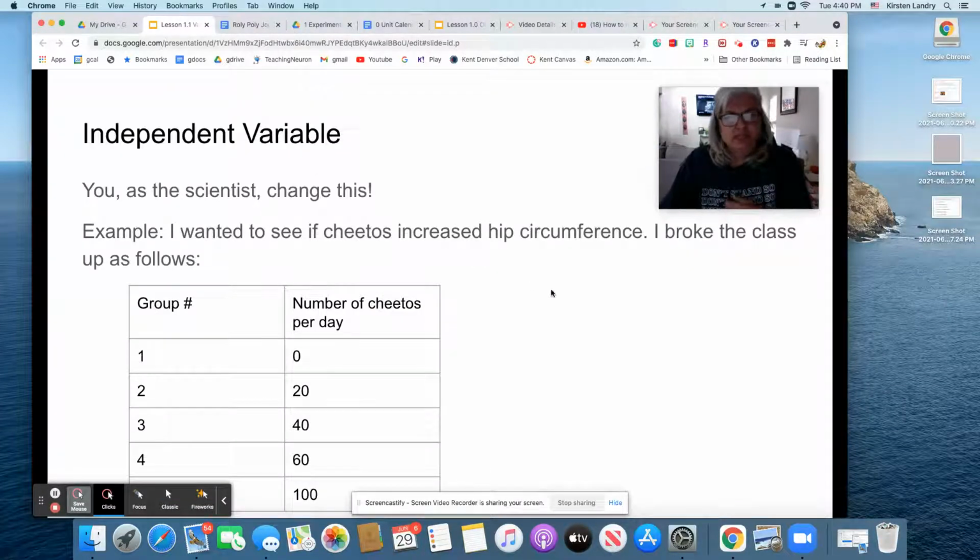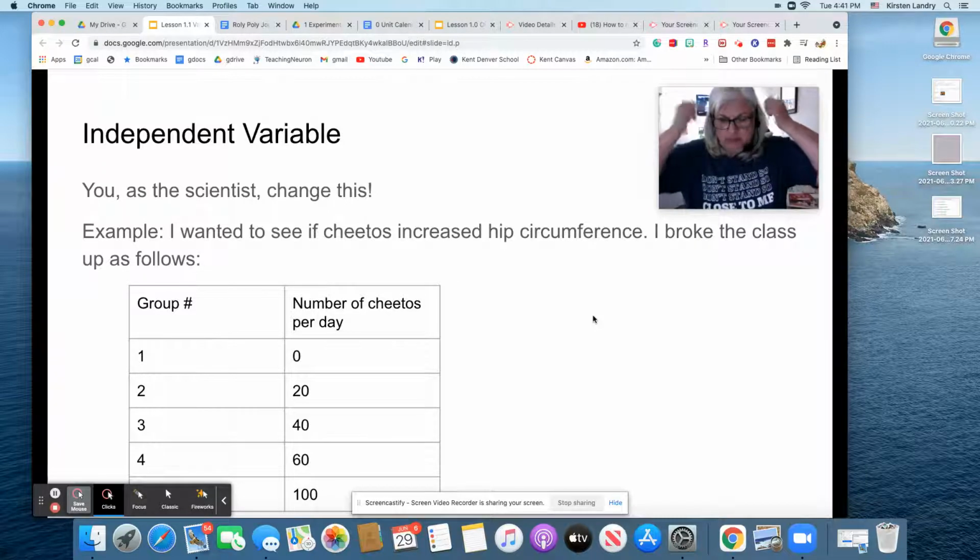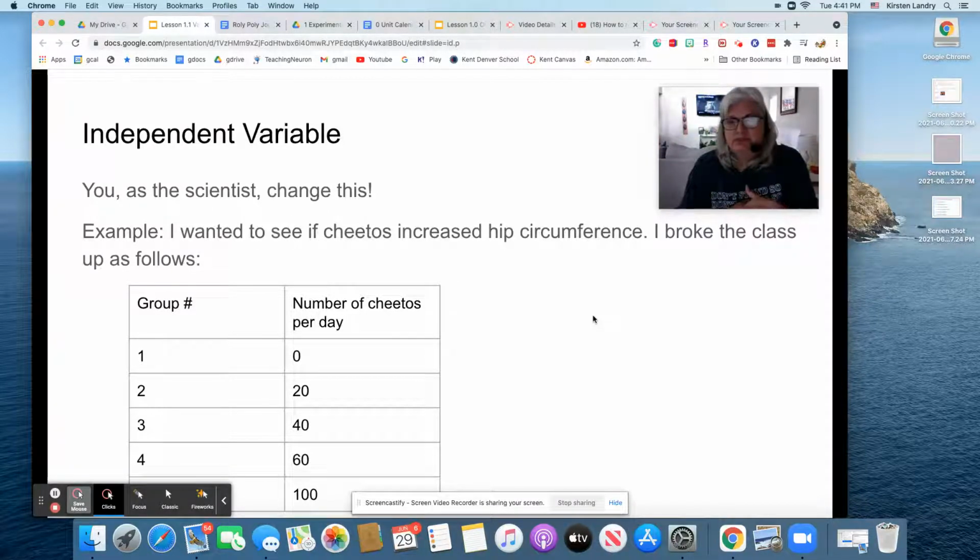Okay, the first thing I want you to know is the independent variable. This is the one where you, as the scientist, are going to make changes. So I could do something with plants, and if I'm giving them different amounts of water, that's my independent variable. If I'm giving them different amounts of fertilizer, that would be my independent variable. You only want one independent variable ever, because if you have more than one, you're going to be confused about which one it is that is causing the effect.